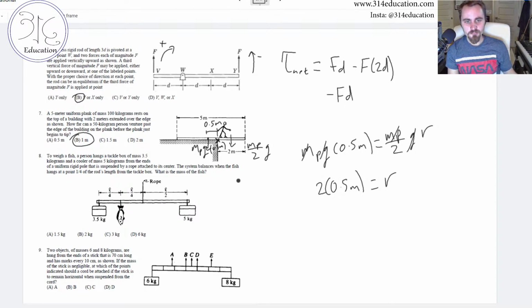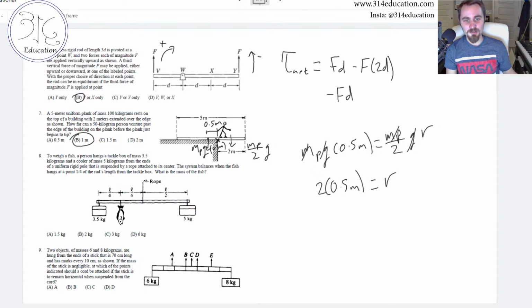Looks good. All right. To weigh a fish, a person hangs a tackle box of mass 3.5 kilograms and a cooler of mass 5 kilograms. I like that they included what these masses were. It's a tackle box and a cooler, so that's what you'd have while fishing. That's kind of nice.